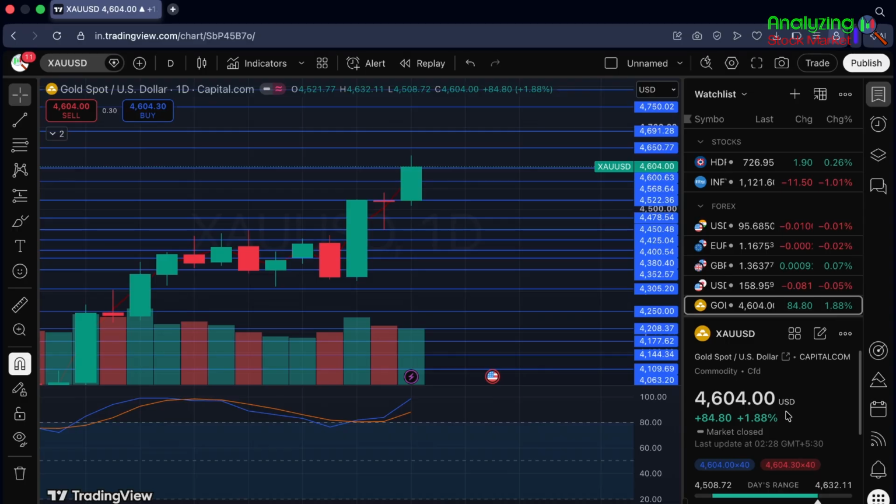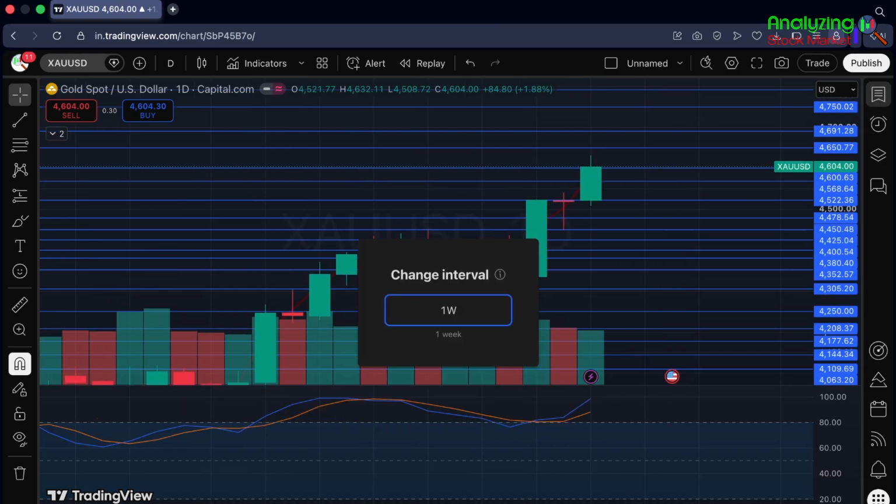Now I'll be talking about what is going to happen in the coming week. I'll also be marking some important support and resistance zones which will help you take better stop loss and target levels according to your bias for this week. So let's go straight to the weekly chart and see what happened during the weekly momentum.